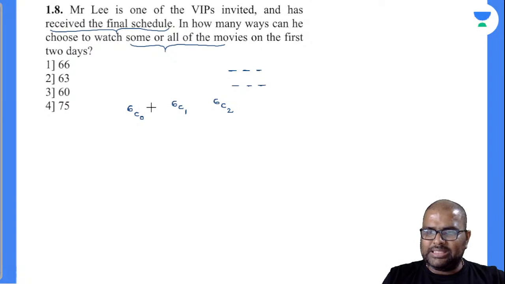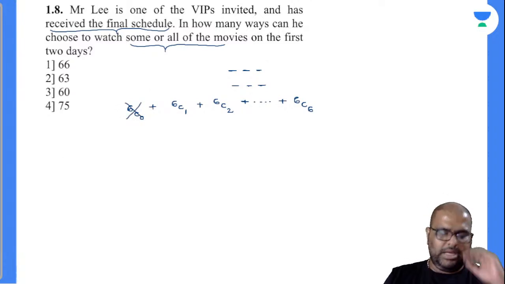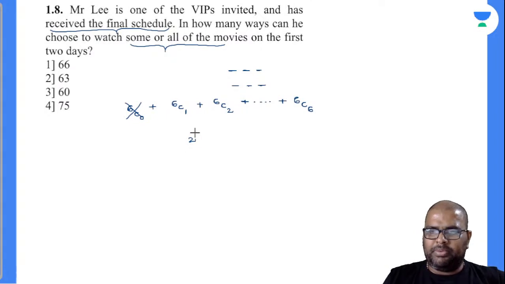So see here, all these are different combinations and should be added. Finally, if he likes all the 6 movies, he'll go for all 6 movies. But according to the given question condition, he has to watch some or all movies. So there is no such condition called 0. You have to eliminate this. So finally, this is NC0 plus NC1 plus so on up to NCN, which is 2 to the power of n. 2 to the power of 6 minus 1 will be the answer there.